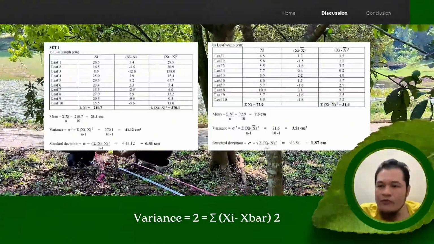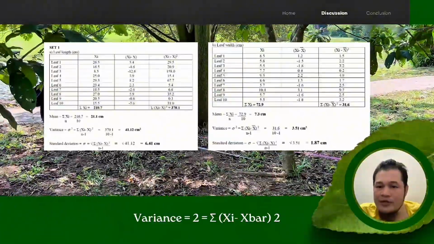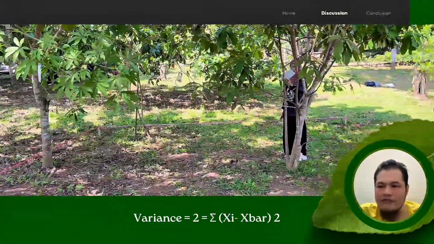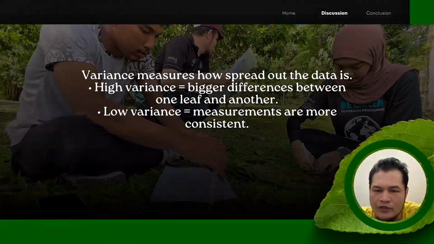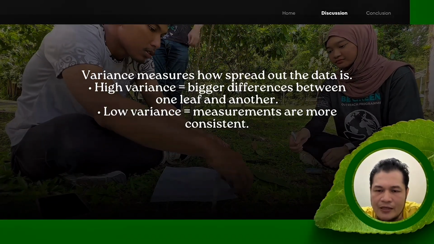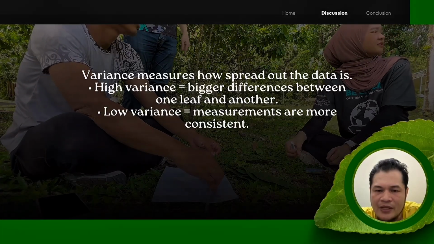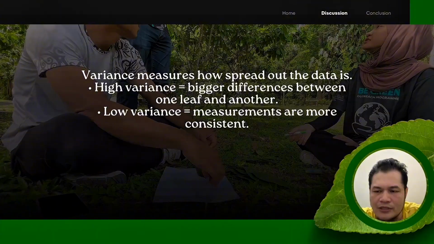We use the formula: the sum of (Si minus S bar) squared, divided by the degrees of freedom n minus 1, to obtain the variance in square centimeters. The variance shows how spread out the data is from the mean. If the variance is high, the leaf measurements are very different from each other. If the variance is low, the measurements are more similar and consistent.